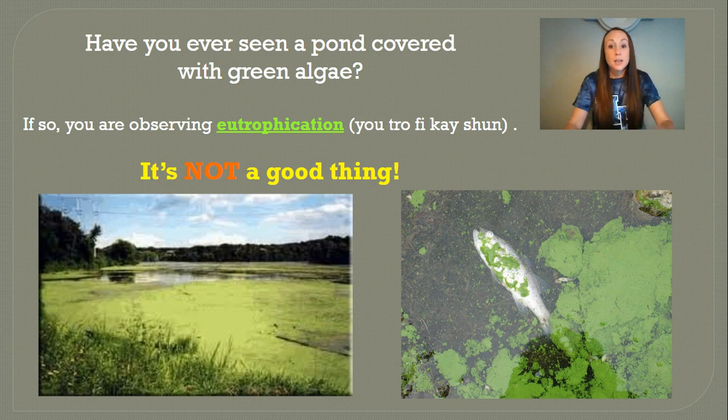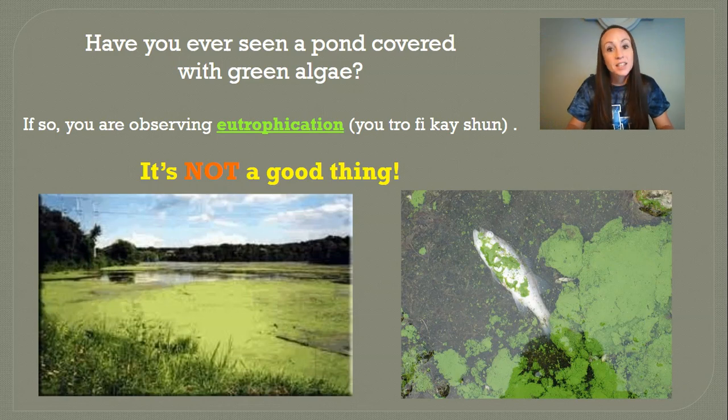Which takes me to our next point here. Have you ever seen a pond that's just covered with a film of green at the top? Would you want to jump in there? No, you probably wouldn't, right? That looks gross. It's not a good thing. If there's a whole bunch of algae, these algae blooms, which are just covered on the top of the water, that is a bad thing. And in science, we call that eutrophication, which is a big science word for algae bloom.